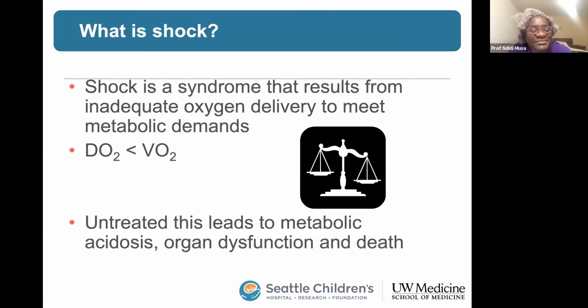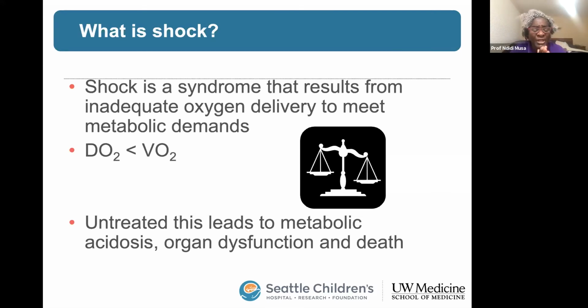Thank you. All right. So shock is a syndrome that results from inadequate oxygen delivery to meet the metabolic demands of the tissue. So if you think of shock, think of inadequate oxygen delivery to the tissues. So DO2 is delivery, VO2 is consumption. So you're consuming more than you can deliver, or you're delivering, but you're not able to consume, okay? That's what you see with sepsis.